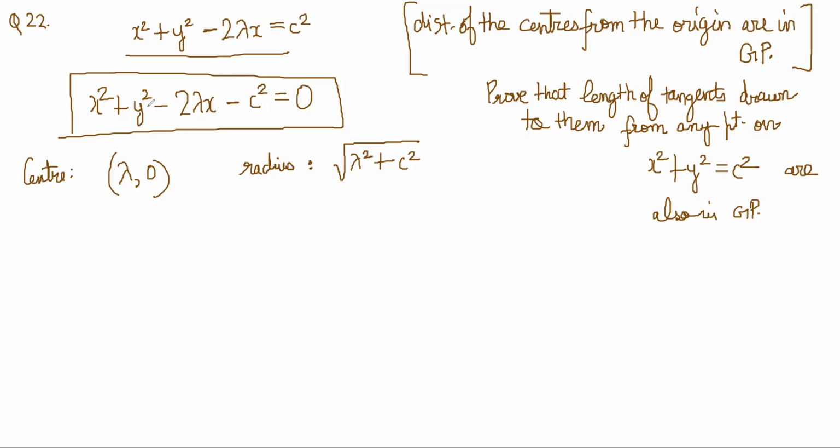So why is he saying three circles? Then what will he mean? I think he means that lambda is variable, that's why we can have three circles. Or c is also variable? No, c is a constant, so lambda varies. So that is why we have three circles. There are three circles like this. And distance of the centers from the origin means what? Basically, lambda 1, lambda 2, lambda 3 are in GP.